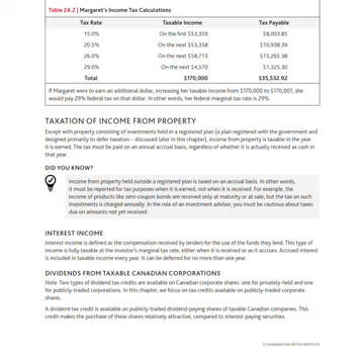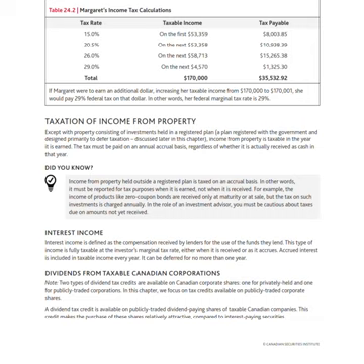Did you know? Income from property held outside a registered plan is taxed on an accrual basis. In other words, it must be reported for tax purposes when it is earned, not when it is received. For example, the income from products like zero coupon bonds is received only at maturity or at sale, but the tax on such investments is charged annually. In the role of an investment advisor, you must be cautious about taxes due on amounts not yet received.